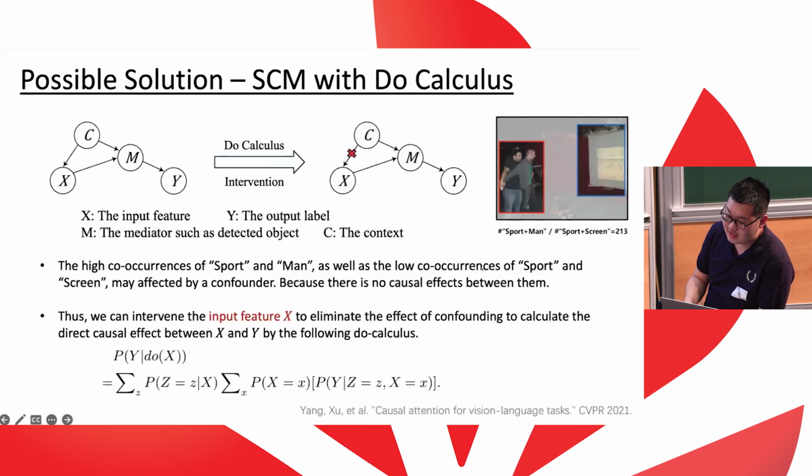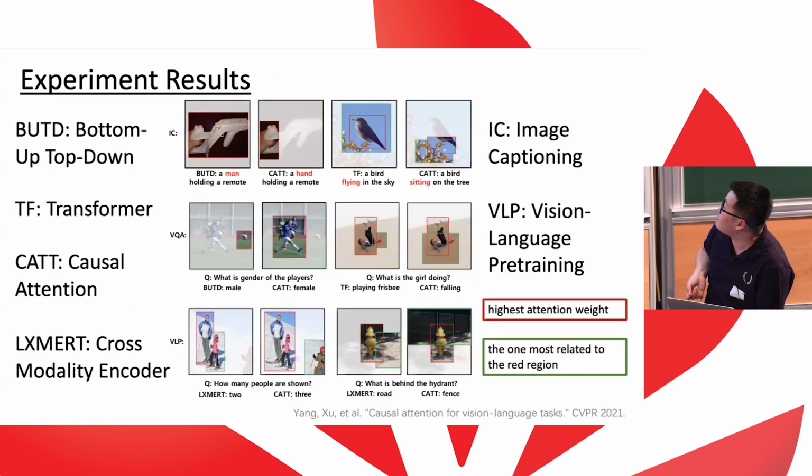So maybe we can use the SCM with some do-calculus to mitigate this spurious correlation. And you can see this is the effect. After mitigating the spurious correlation using some adjustment techniques, you can see the attention got corrected.